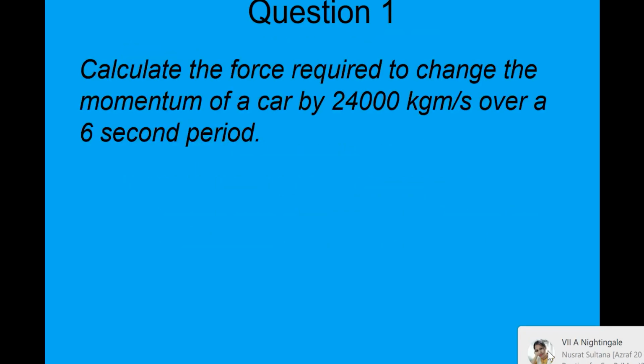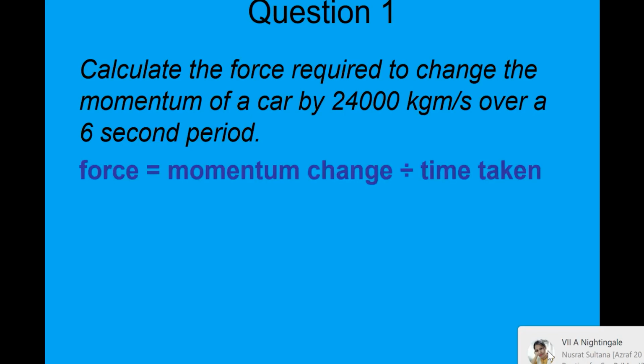There is a question: calculate the force required to change the momentum of a car by 24,000 kg meter per second over 6 seconds. We know force equals momentum change divided by time taken. So 24,000 kg meter per second divided by 6 seconds. The correct answer is force equals 4,000 Newton.